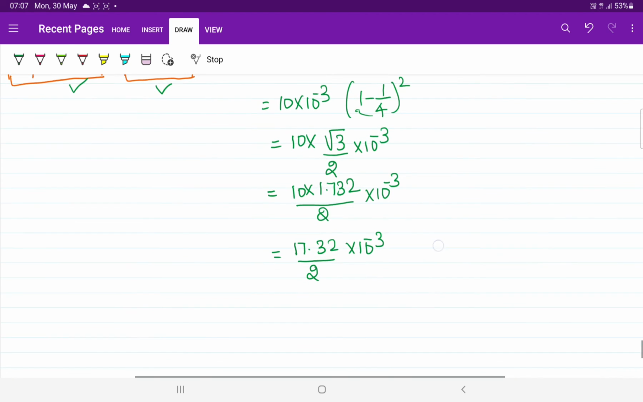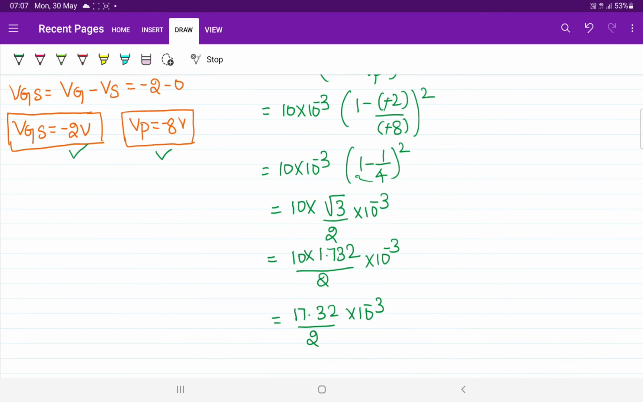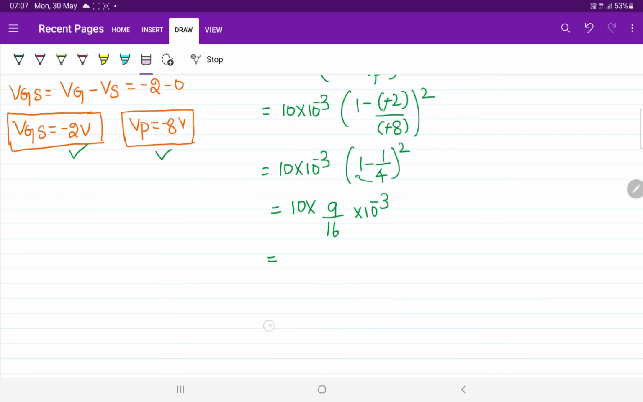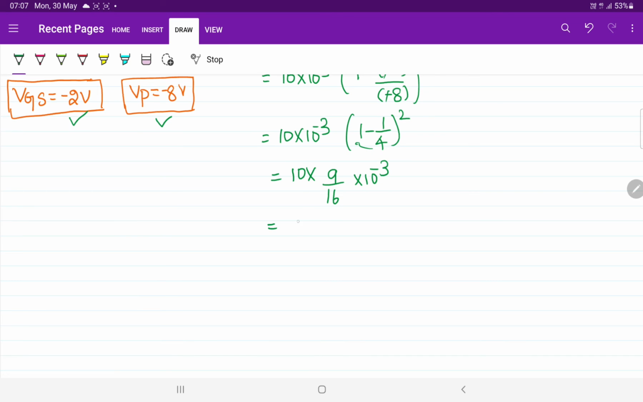4 minus 1, 3. Sorry, my mind is making the same mistake every time. See there, we are squaring, we are not taking the square root, right? 4 minus 1, 3. 3 square will become 9. 4 square will be 16. So it will be 9 upon 16. Sorry, forgive me, just to do the calculation now. Directly we can solve. 9 by 16 means it will be equal to 5.625 into 10 power minus 3, that is as usual milliampere. That is the value of drain current.